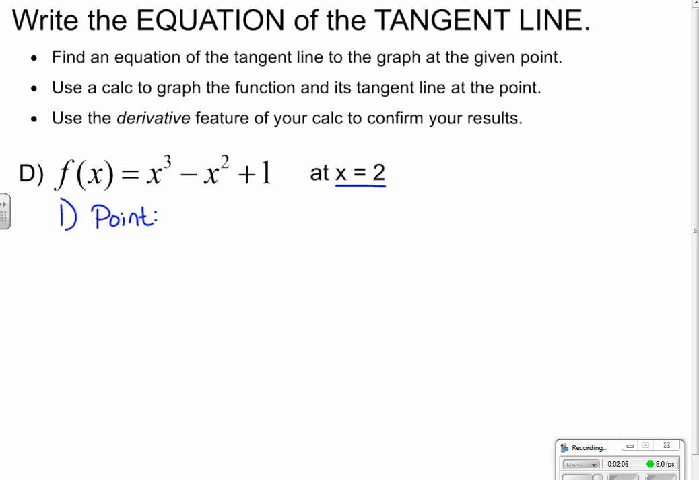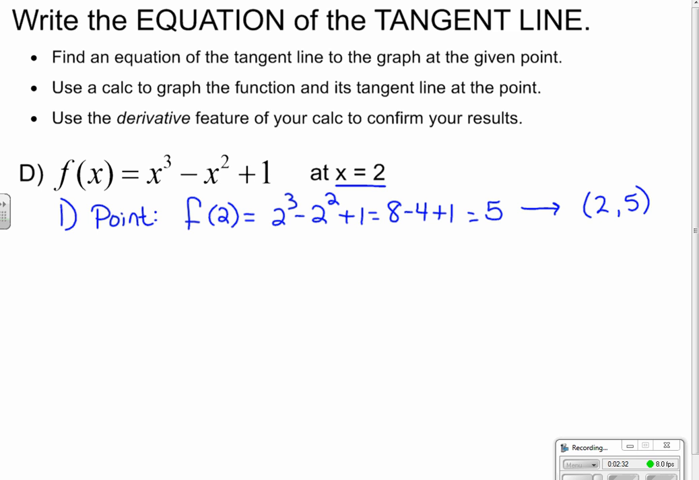When x is 2, I'm going to evaluate this function at 2, which means simply plug in 2 everywhere I see an x. 2 cubed minus 2 squared plus 1 gives us 8 minus 4 plus 1, and that turns out to be 5. That gives us then this point at 2 comma 5. So that's cool. We needed that. Hang on to that. Next thing we need is the slope, and this is where it's going to get fun.